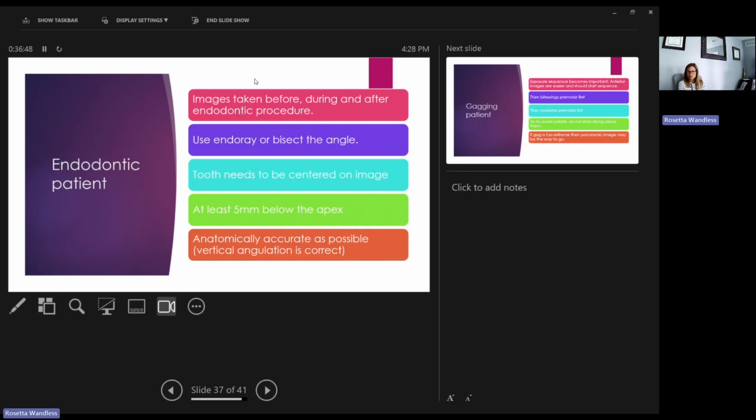Anatomically accurate as possible, vertical angulation is correct. Again, we want the correct size of the tooth from in the mouth to the picture that we're taking, to the image.